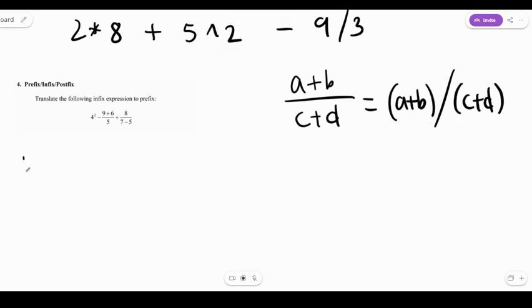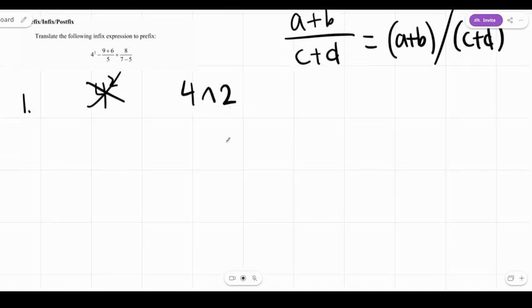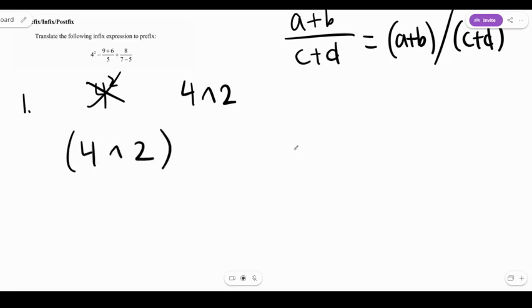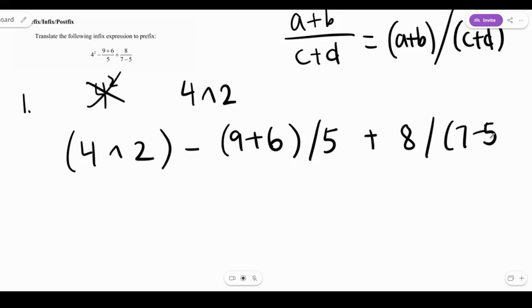So our first step is to write this with parentheses and to write it in the normal notation, right? Because 4 squared, you can't just write it like that. You need to write 4 exponent 2. Okay, so what do we have? We have 4 exponent 2, and then you have 9 plus 6 divided by 5 plus 8 divided by 7 minus 5. Now to put more parentheses, we would need to put some around here and here.